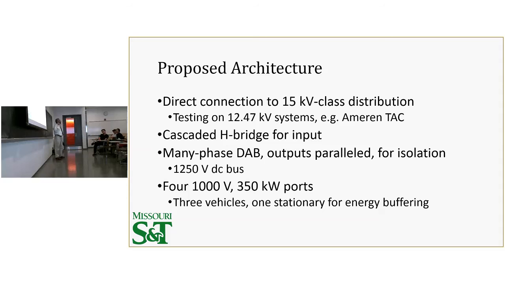We're going to do the full-scale demonstration at the Ameren TAC, where they have, it's 12.47, right? And we're working with Bitrode, which is in St. Louis, and they're also on a 12.47 feeder. We'll have a cascaded H bridge on the input and a many-phase dual active bridge with the outputs paralleled to give us a 1250 volt DC bus. And then from that 1250 volts, we'll regulate down to the 1,000 volts. There'll be 3 vehicle ports and 1 connected to this energy buffering port.